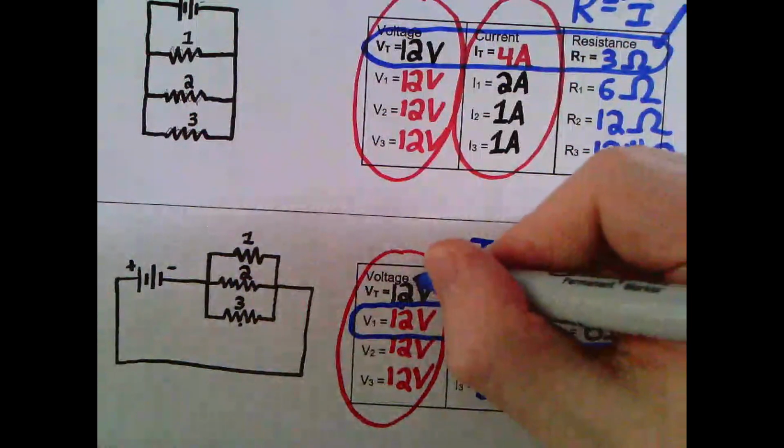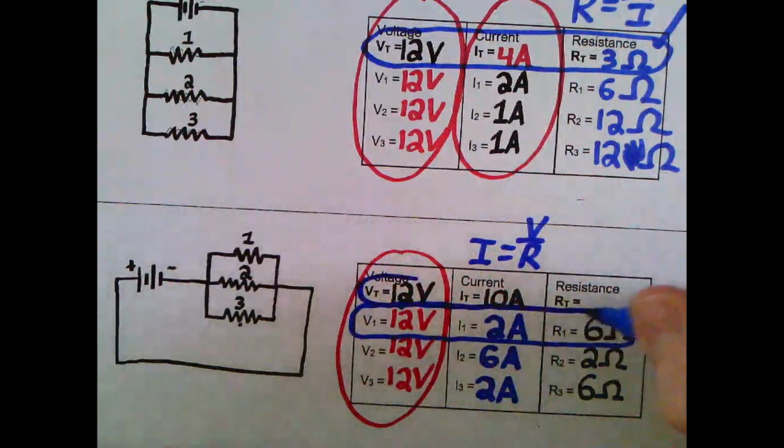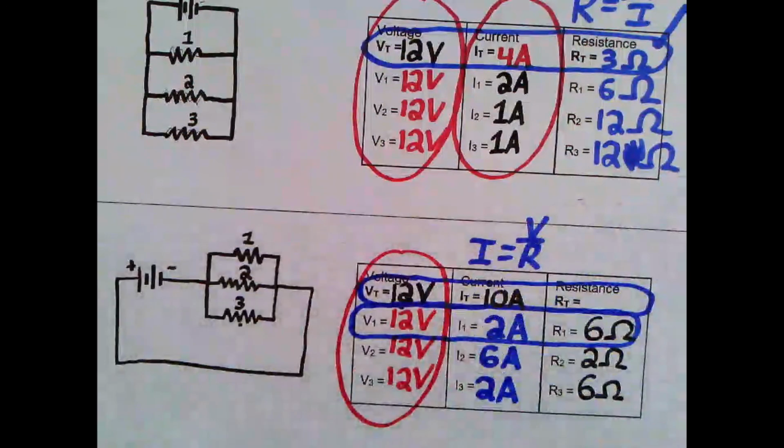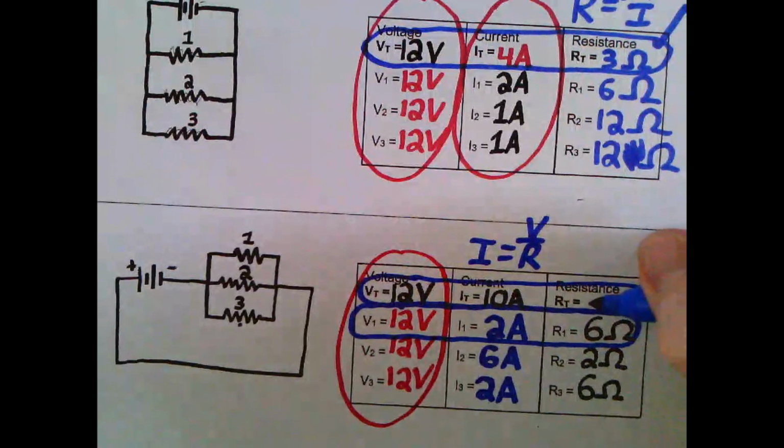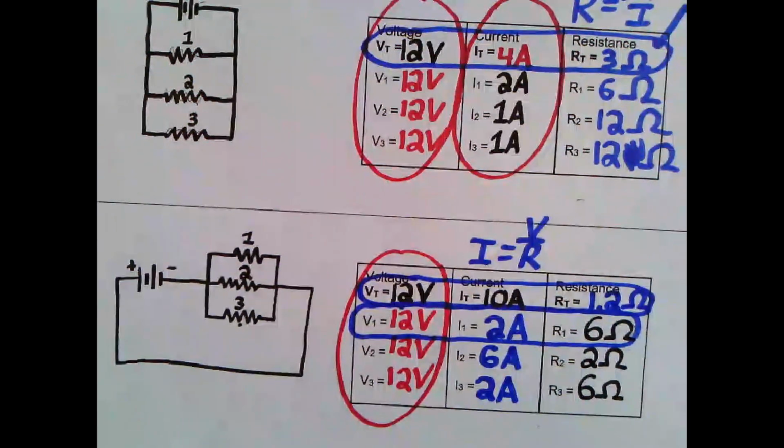And then we can figure out the total resistance as well here. We can see that 12 volts divided by 10 amps would be 1.2 ohms. Okay, so that's it for today. If you want to see a different way to calculate this, stick around to the end. But for now, you know everything you need to do the worksheets.